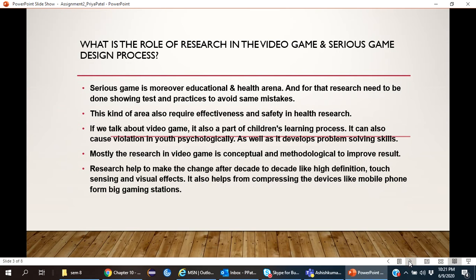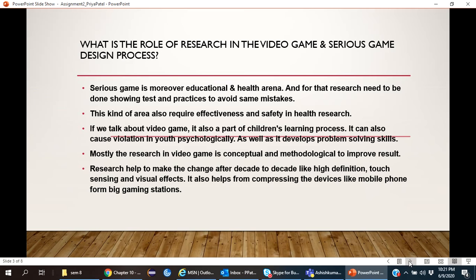The same research used in simulation is also used in video games and serious games, and how it is used: a serious game is more of an educational and health arena. For that, research needs to be done, showing tests and practices to avoid some mistakes. This kind of area also requires effectiveness, safety, and health research.